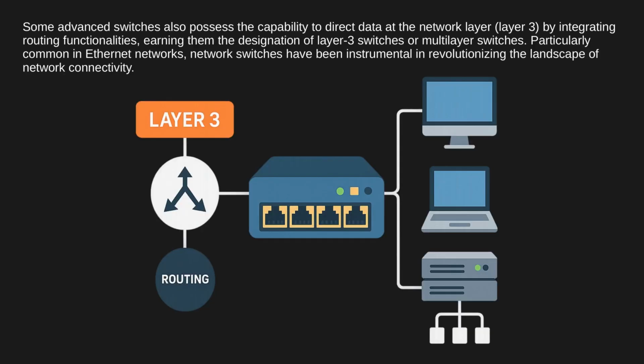Some advanced switches also possess the capability to direct data at the network layer, layer 3, by integrating routing functionalities, earning them the designation of layer 3 switches or multi-layer switches. Particularly common in Ethernet networks, network switches have been instrumental in revolutionizing the landscape of network connectivity.